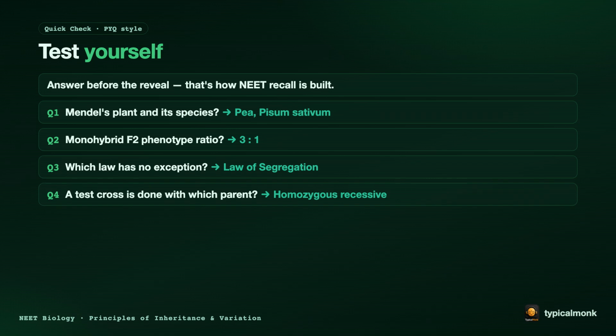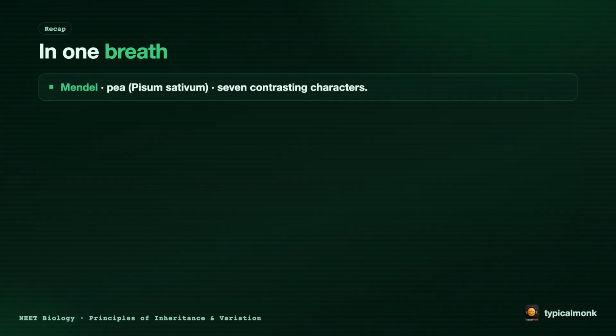Question 4. A test cross is done with which parent? The homozygous recessive. Question 5. Tt with tt gives which ratio? 1 to 1.